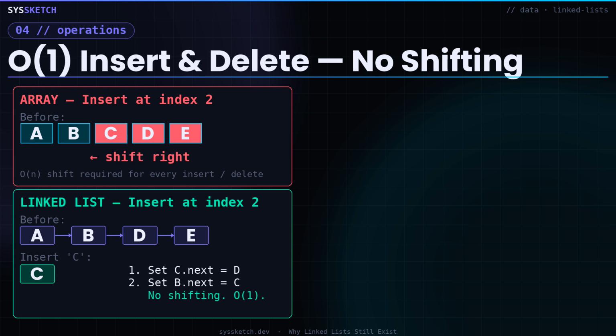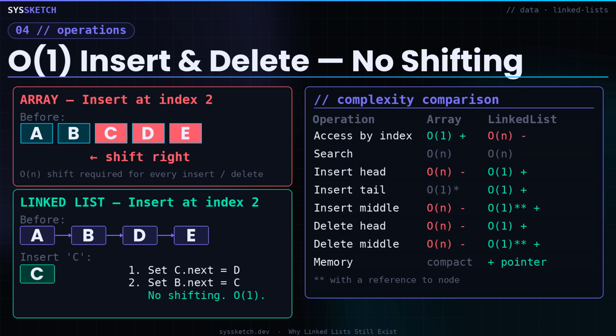With a linked list, inserting a new node between existing nodes B and D requires exactly two pointer assignments. Set the new node's next pointer to point at D, then update B's next pointer to point at the new node. Two writes, no copying, no shifting. O(1) constant time, regardless of whether the list contains 10 elements or 10 million.